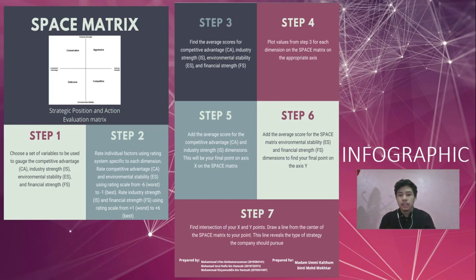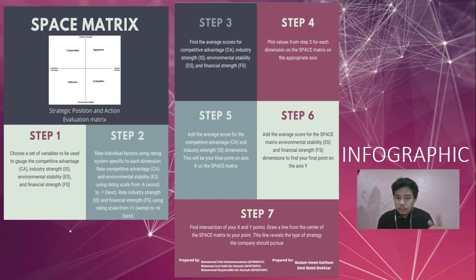Step 6 is to add the average score for environmental stability and financial strength. This is on the y-axis, where the upper part of the y-axis is financial strength, FS, and the lower part is environmental stability, ES. When we add the average scores of both ES and FS, you will get your final point on the y-axis.